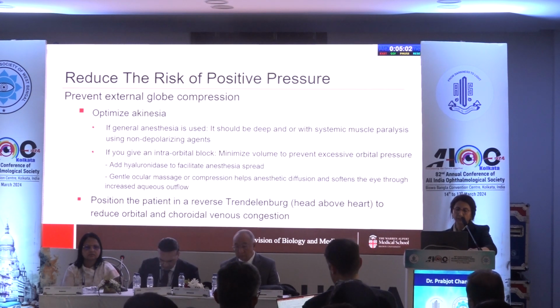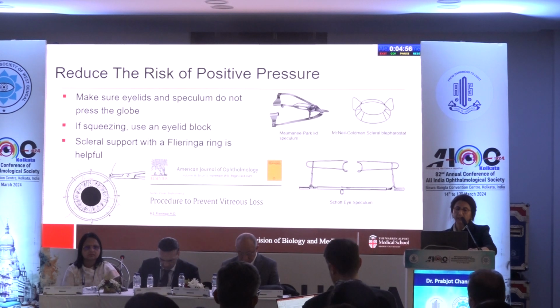Position the patient in a reverse Trendelenburg to reduce orbital and choroidal venous congestion. Make sure the eyelid and the speculum do not press the globe. If squeezing, use an eyelid block. And scleral support using a Flieringa ring is really helpful.